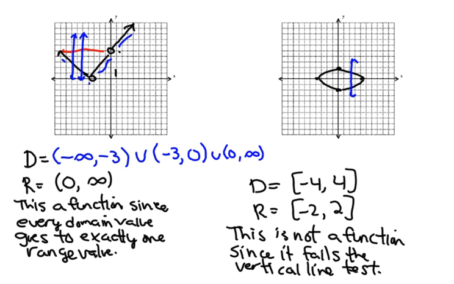Again, just make sure that you understand. For the line that I drew, x equal to 2 goes through 2 different range values. That's the most important part for this. That's why the vertical line test works the way it does.